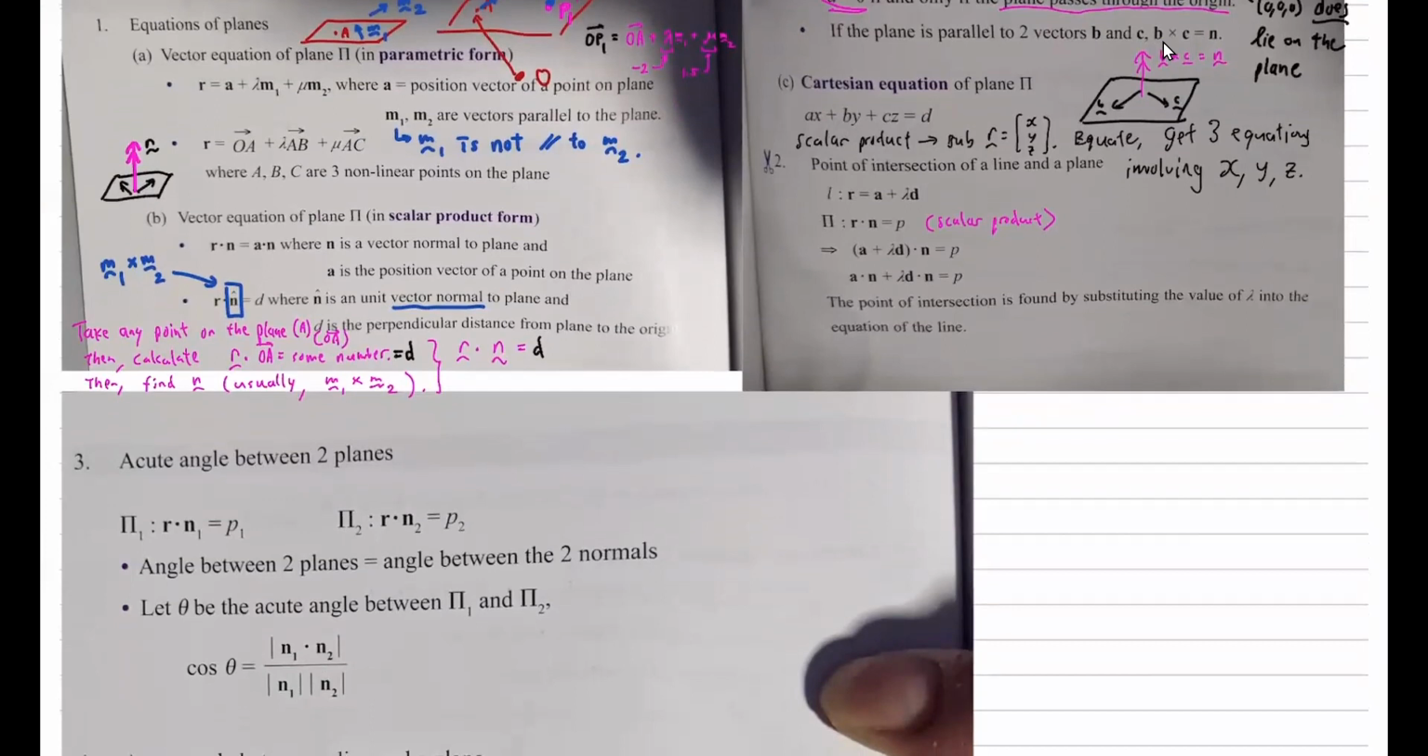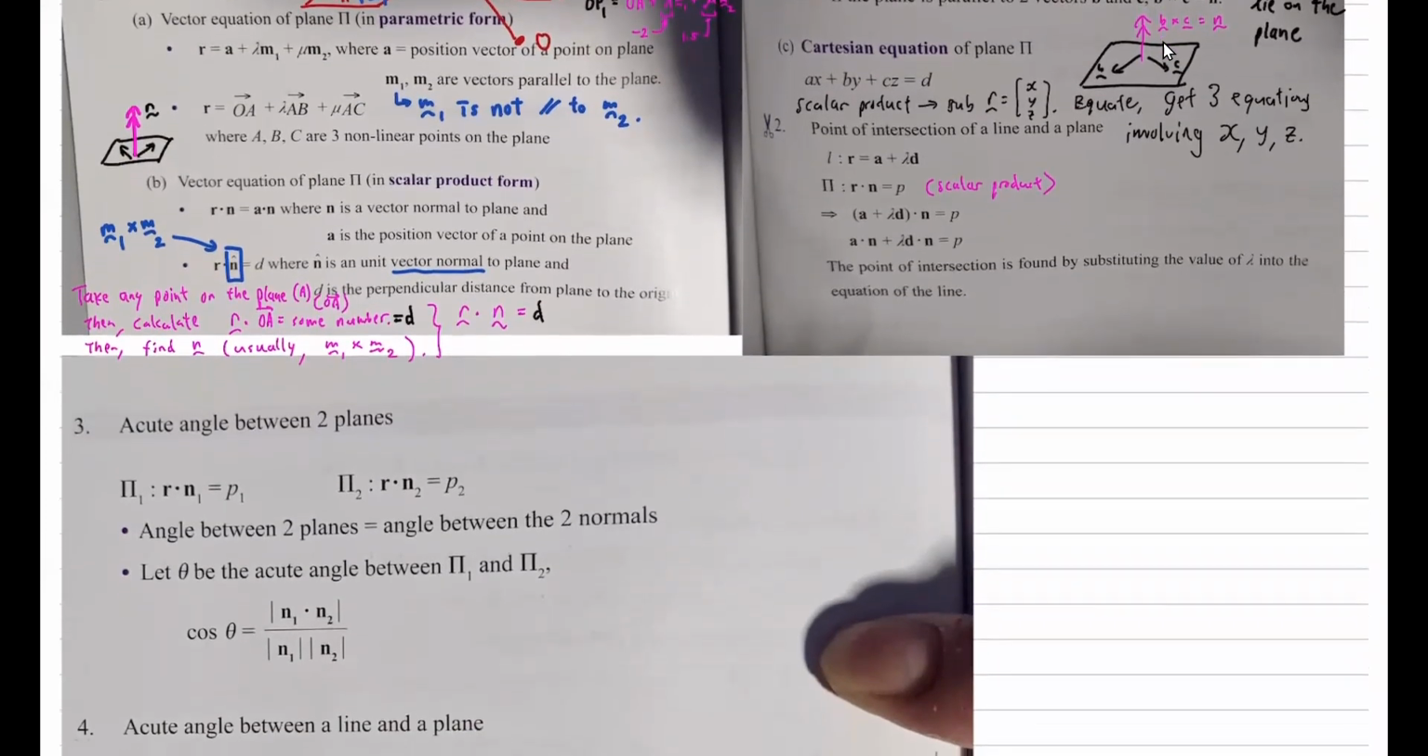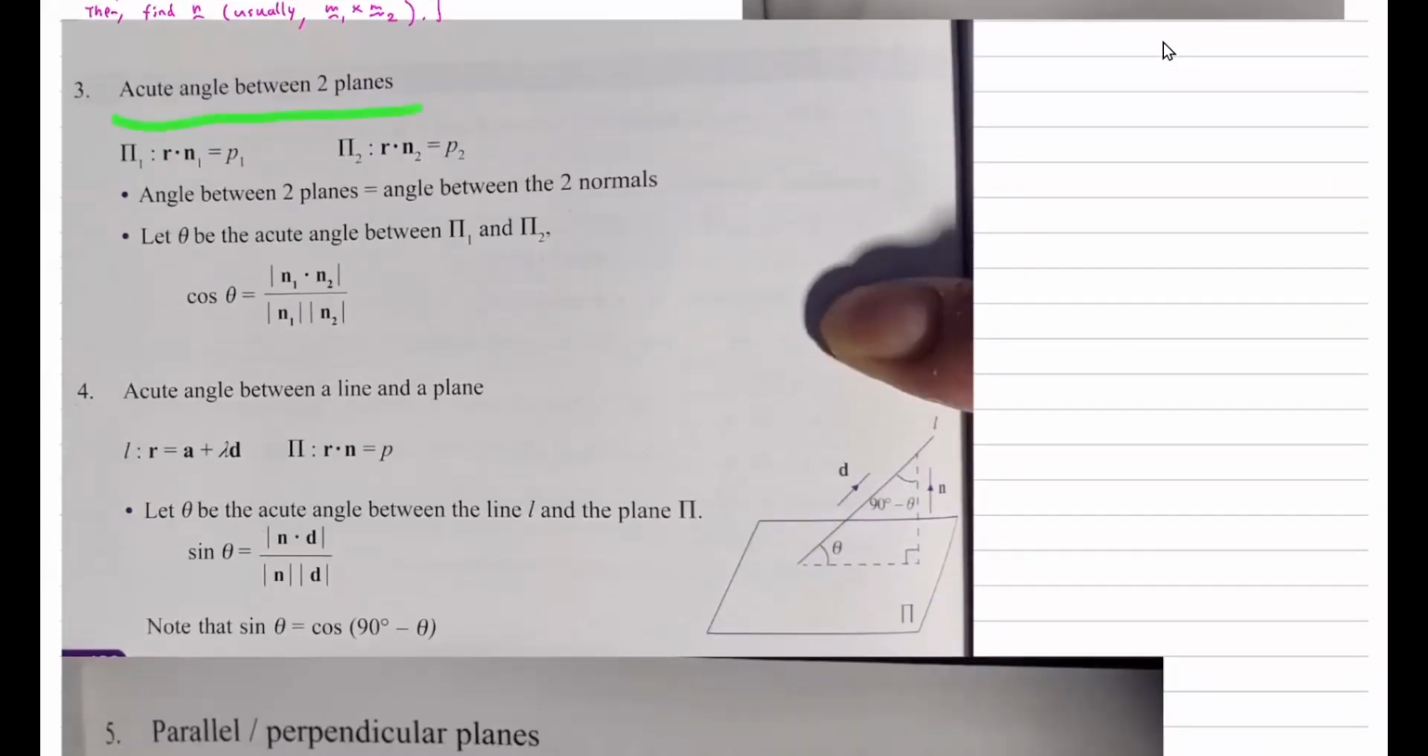Okay. Now, next one, acute angle between two planes. Here you have to be creative. Let me draw a picture for you. You know what? Never mind, I'll draw a picture later. Here is pi 1. That's how we represent a plane. We put down the symbol pi 1. Sometimes we also put down p1. Then we put a colon, then followed by the equation.